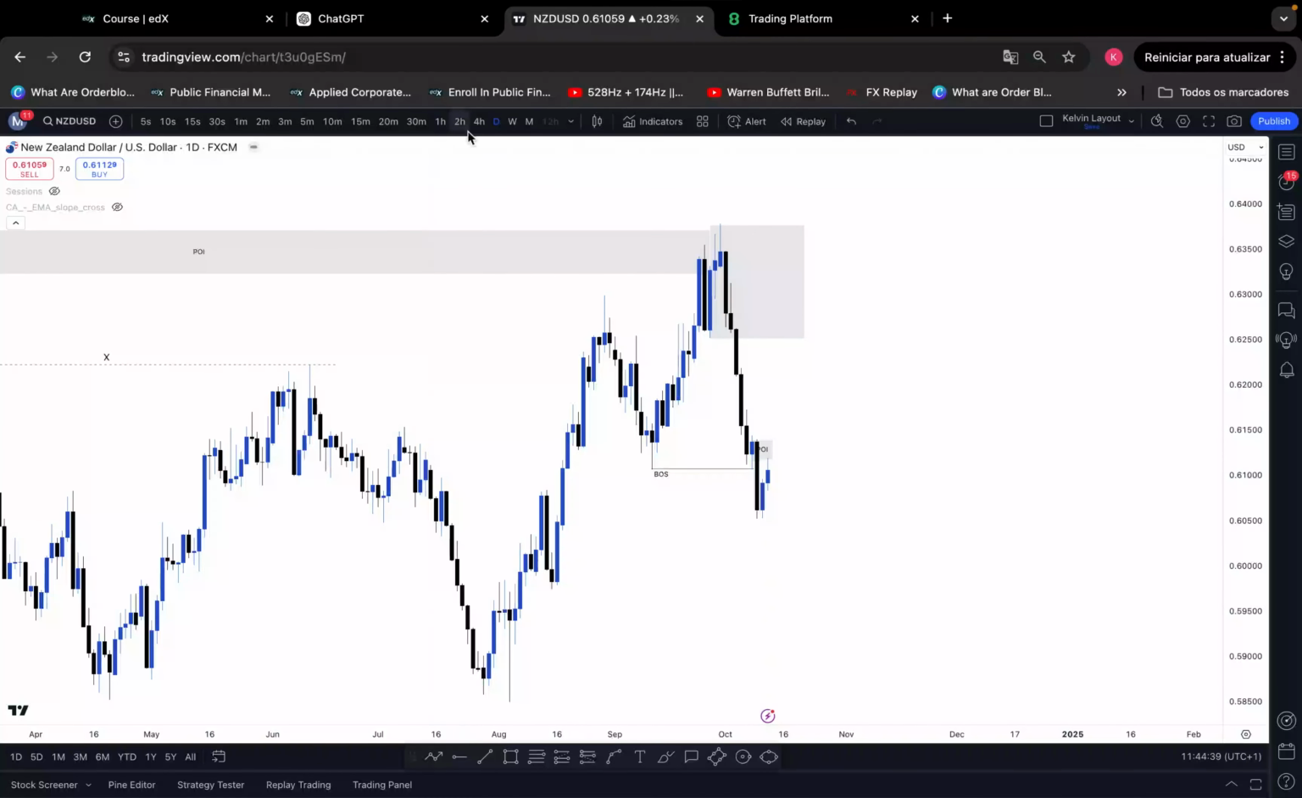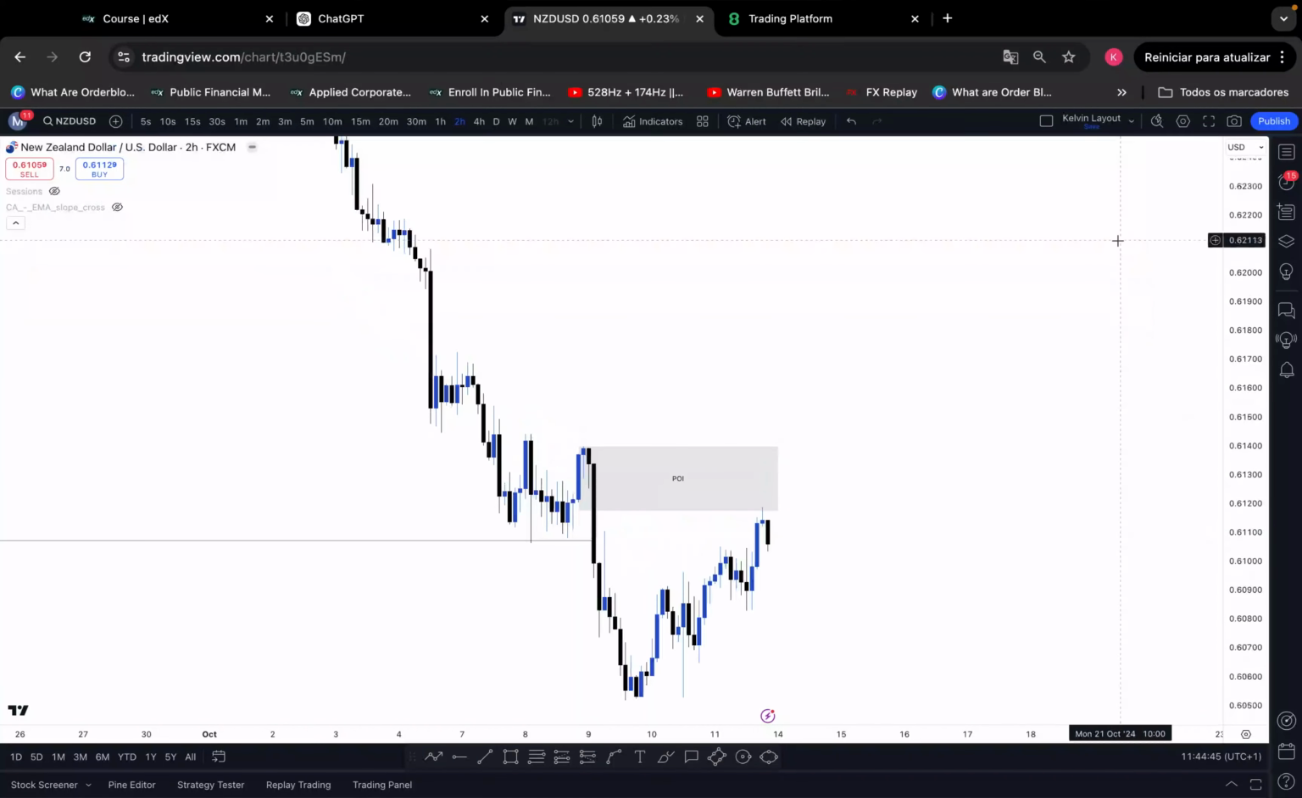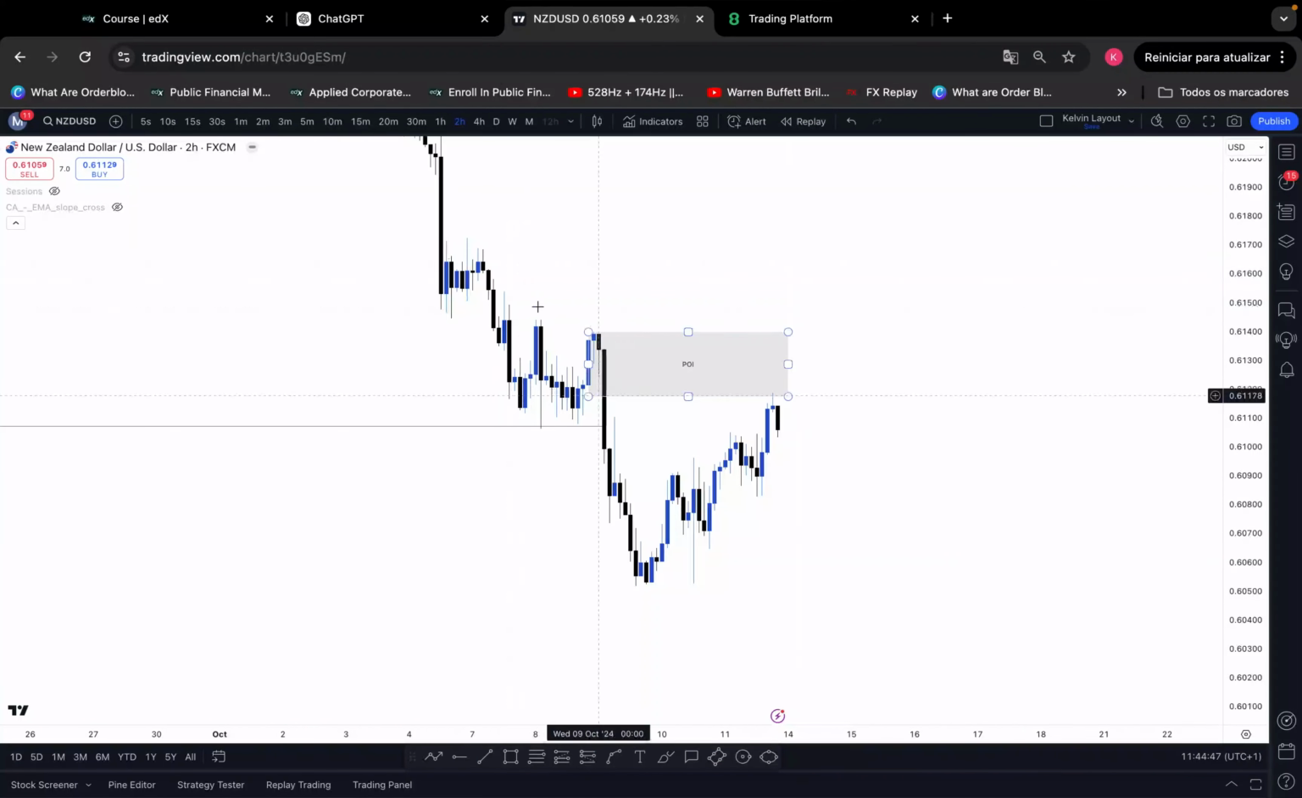Now, what should we do as an intraday trader? As always, we can drop down, for example, to the 2 hour time frame. And we can see that something just happened before price broke and created that daily break of structure. We had a pullback and then boom, break, and price just came into that supply zone.